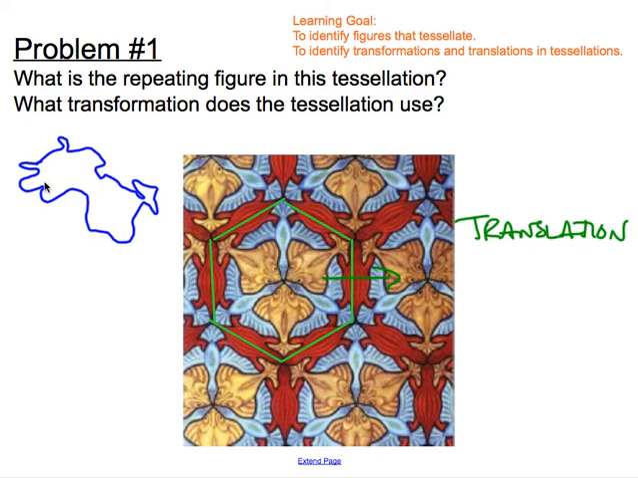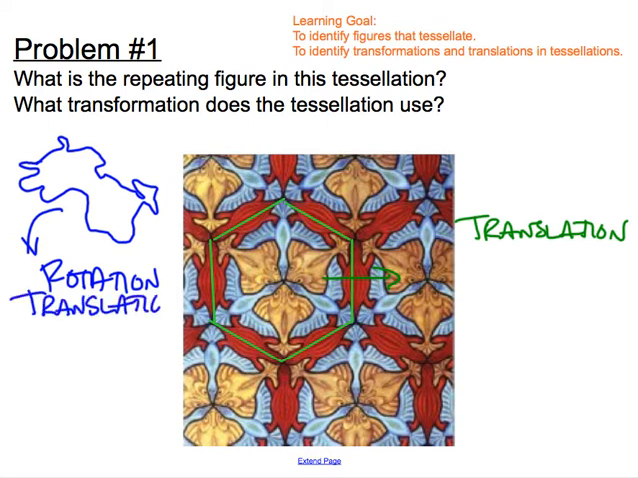If we're going to use the one turtle, one bird, one fish concept, then we're going to have to use some type of rotation in order to get it into the other locations. And in addition to that, we're also going to have to use a translation to completely cover the plane.